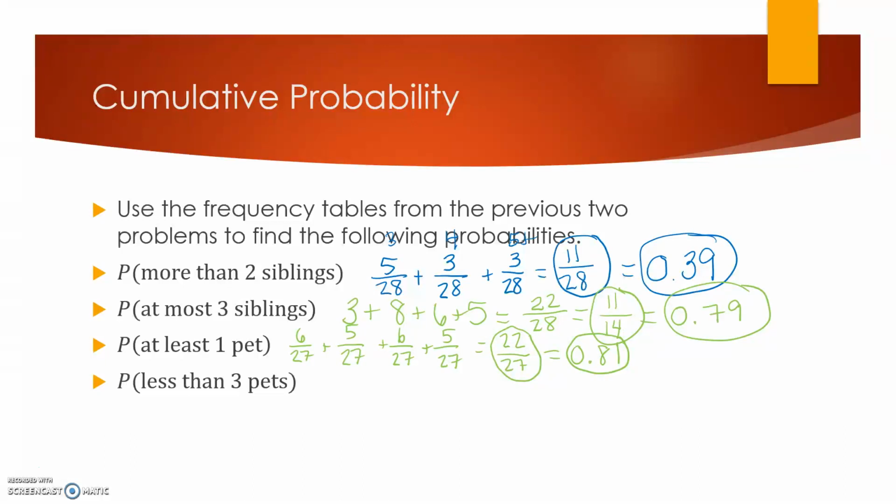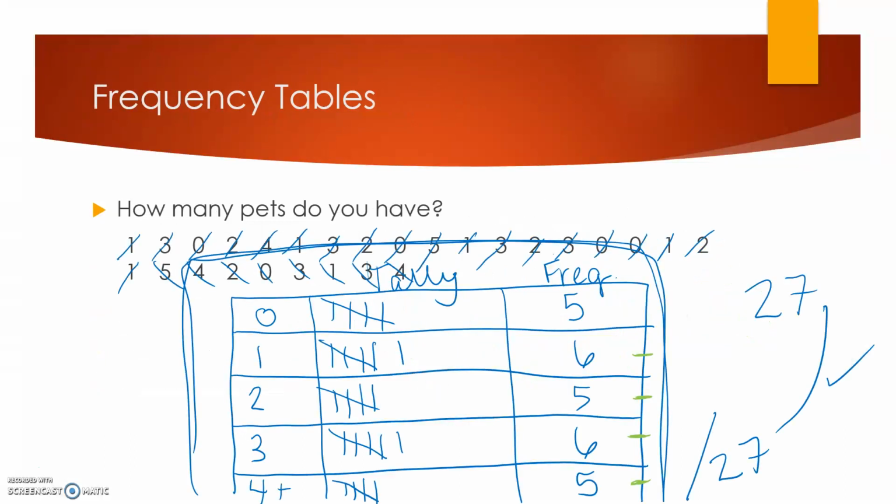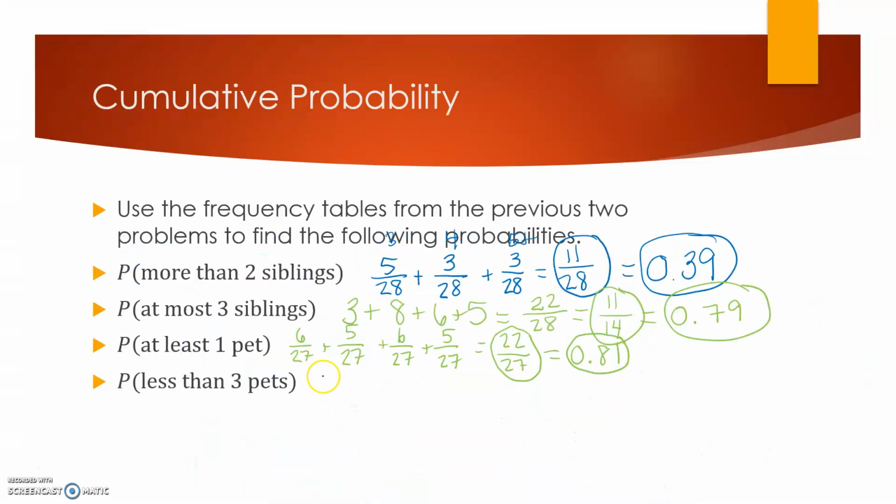All right. Last one. Probability of someone having less than 3 pets. So not equal to 3, but less than 3. So this time, I am looking at 2, 1, and 0. So that's 5, 6, 5. So using our other method, we could go 5 plus 6 plus 5, which would give us 16 out of 27. And again, I can't simplify that, so that would be a good final answer. 16 divided by 27 gives us 0.59.